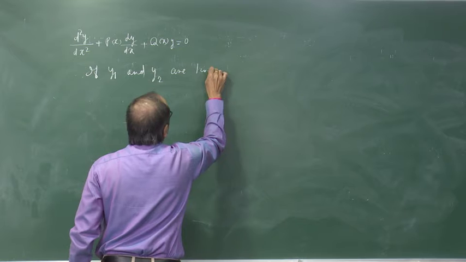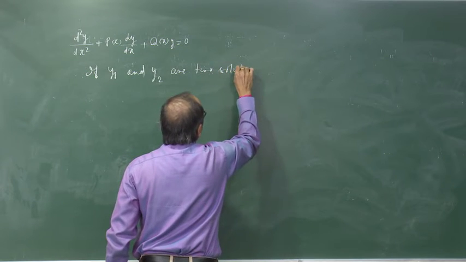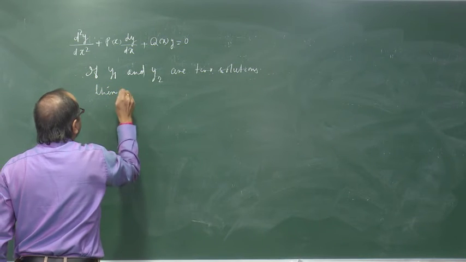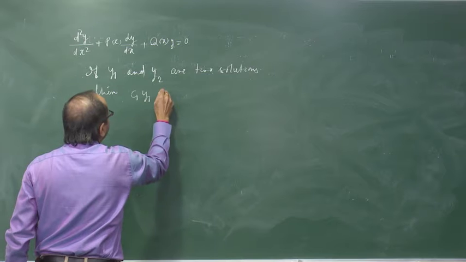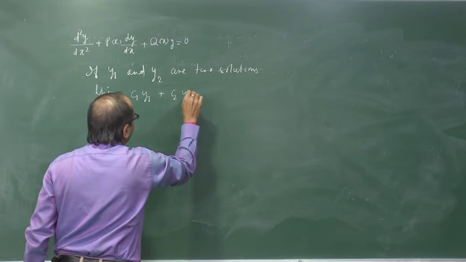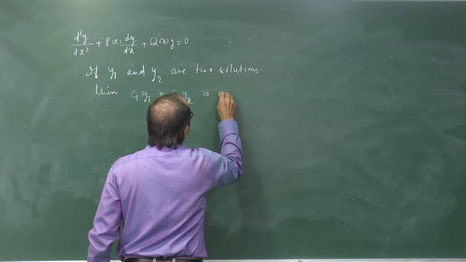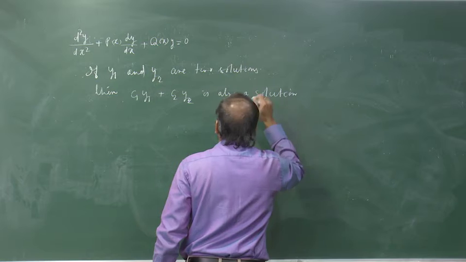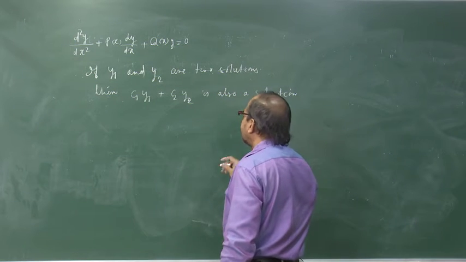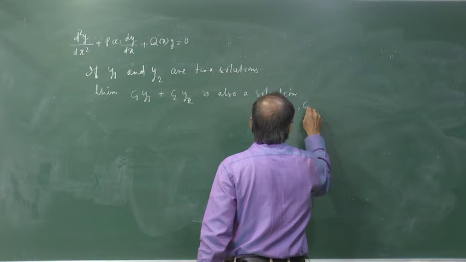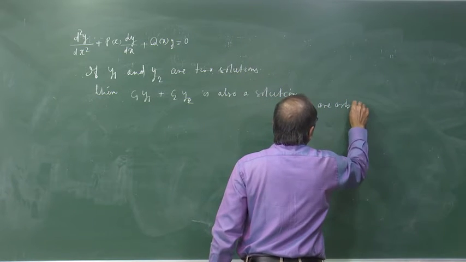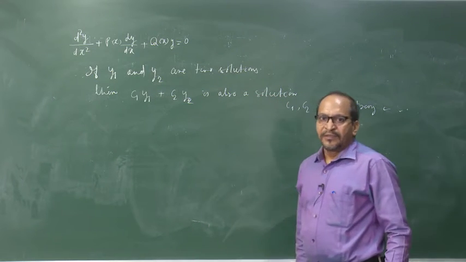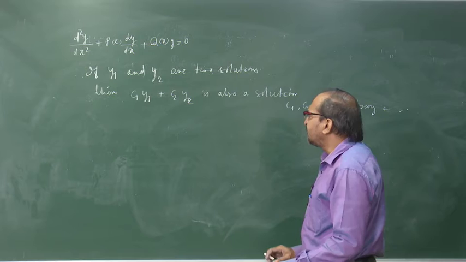Then if y1 and y2 are two solutions, then C1 into y1 plus C2 into y2 is also a solution, where C1 and C2 are arbitrary constants. It is very easy to verify.